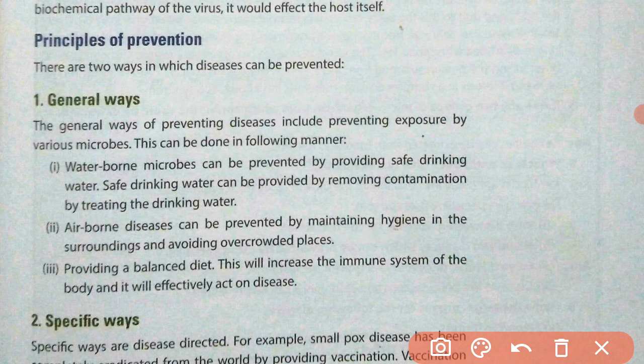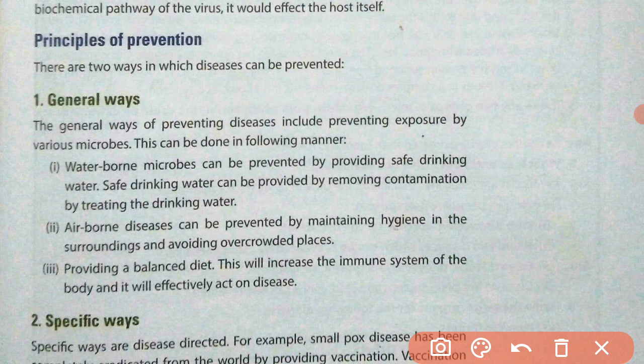And we should avoid going to crowded places, because in crowded places so many persons live in one place, and when they cough, sneeze or spit, the microorganisms come out from their body and spread into the air, and they can contaminate the air. When you go into those crowded places, you will inhale that contaminated infected air and you can fall ill. So we must avoid overcrowded places, and we should maintain distance and hygiene.